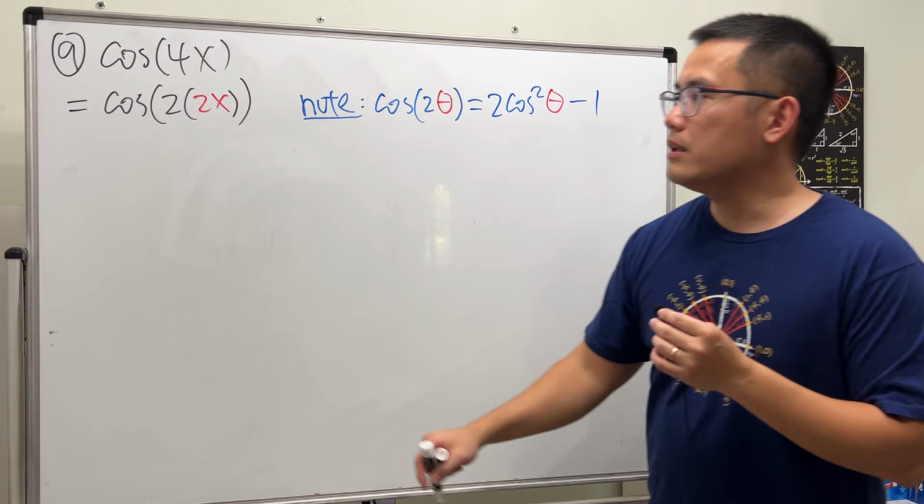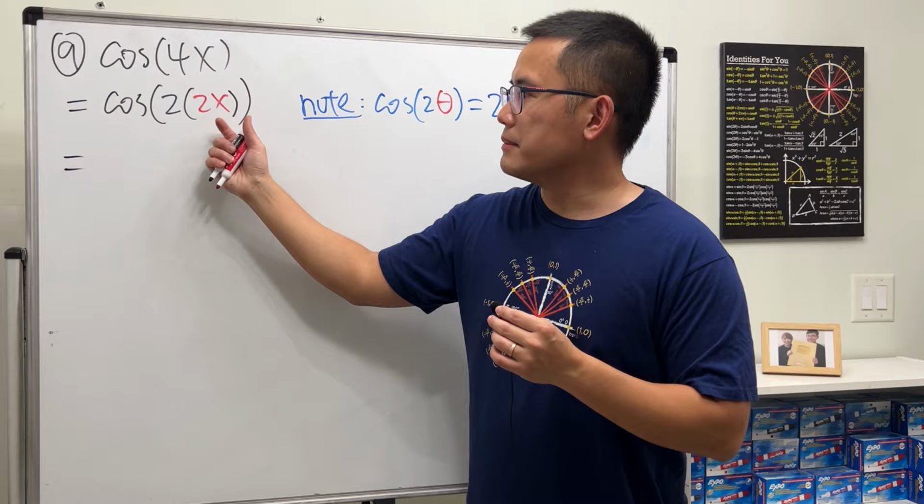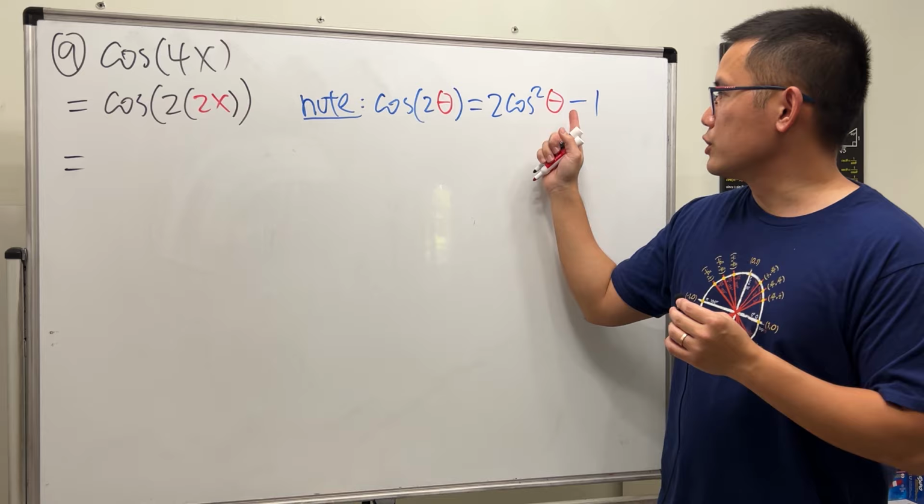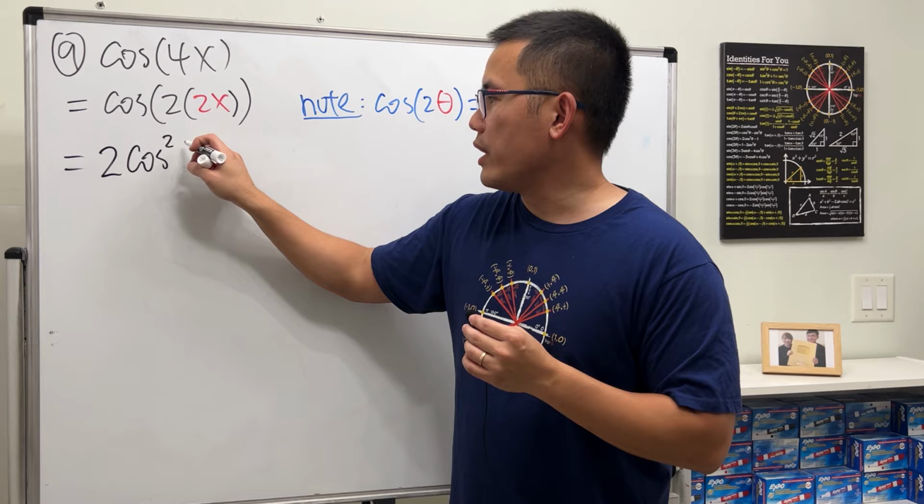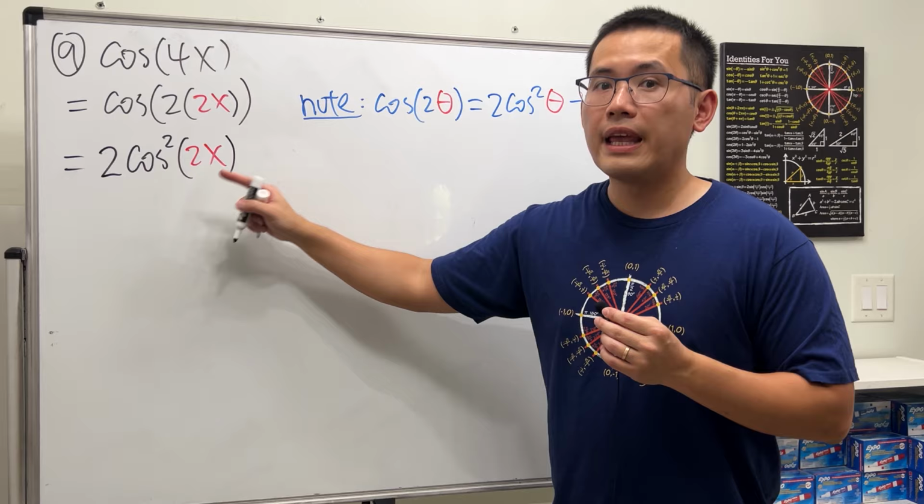Let's come back here. So 2 times that, so this is the double angle. Let's go ahead. Angle theta is 2x. So I'll just put that here. So the first one, we have 2 cosine squared of 2x, because this is our theta. After that, minus 1. So that's what we have.